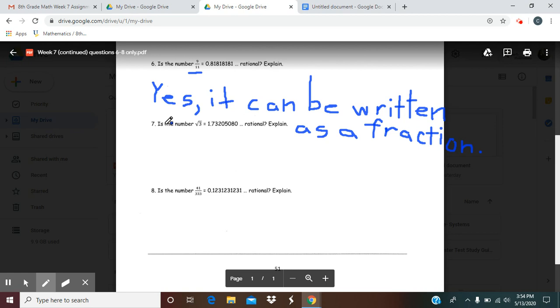So when it asks me, is the number square root of 3 rational, I would say no, because it is a repeating decimal with no pattern. I'm sorry, I should say an infinite decimal with no pattern. Used the wrong terminology there.